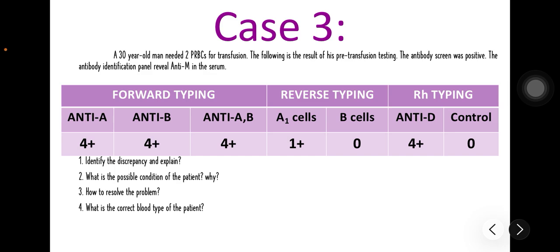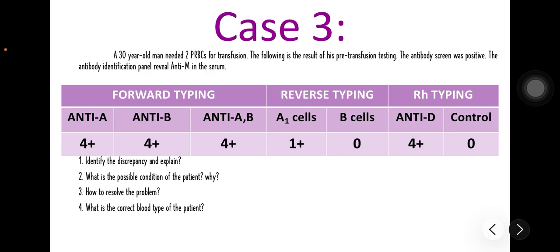So what is anti-M? Anti-M is an antibody against the M antigen, which is found in the MNSs blood group system. It is usually IgM in nature. It reacts at room temperature. It is commonly detected during antibody screening. If the reagent A1 cells used in the reverse typing are M positive, anti-M in the patient's serum will react with them. So this causes a false positive reaction in the reverse typing.